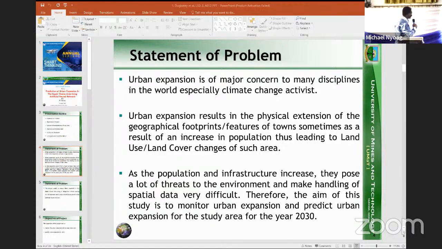Therefore, the aim of this study is to monitor urban expansion, and then to predict urban expansion for the Upper Shama area for the year 2030, which we all hope to be there by the grace of God.